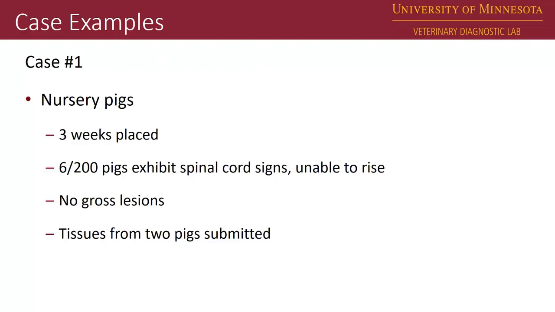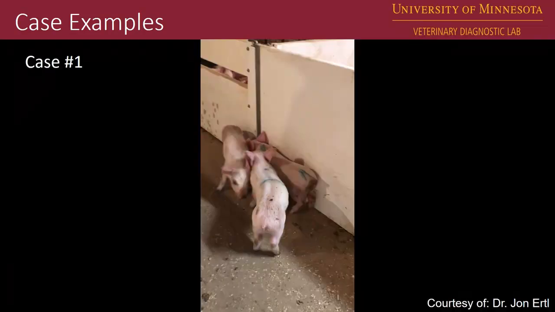These are 3 weeks placed, and there are 200 pigs in the group. 6 of the pigs started exhibiting spinal cord signs, and they were unable to rise. The submitting veterinarian did their necropsy and didn't see any gross lesions. And so we received tissues from 2 pigs.